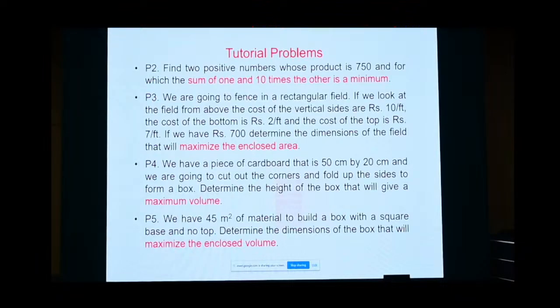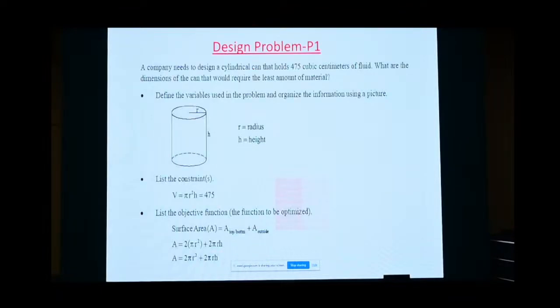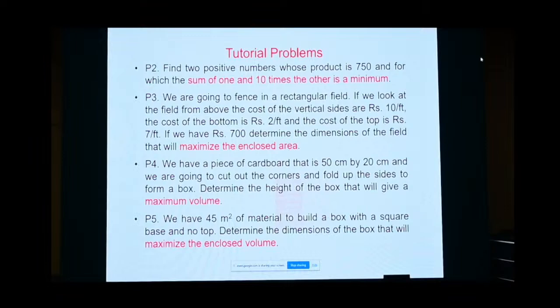Similarly, many problems we can apply. But your specifying the objective function is your first step, whether you want to minimize something or maximize something. So that is sum of 1 and 10 times the other is a minimum. So that is a minimization function. So maximize the enclosed area. So this is our, you find the area, and that should be the maximum. And maximum volume, or maximize the enclosed volume. Okay. So these are some problems. One or two design problems also we will take.